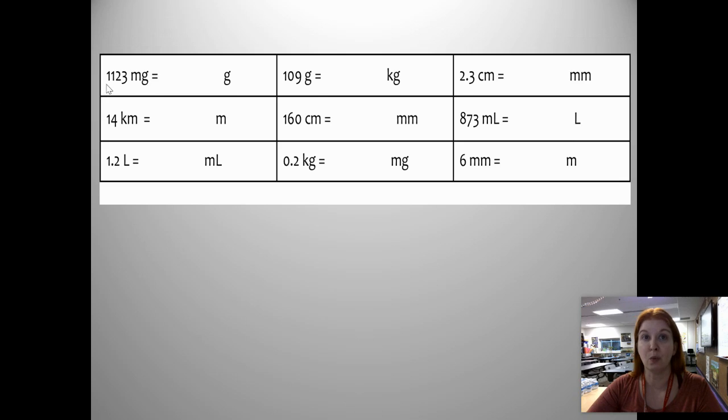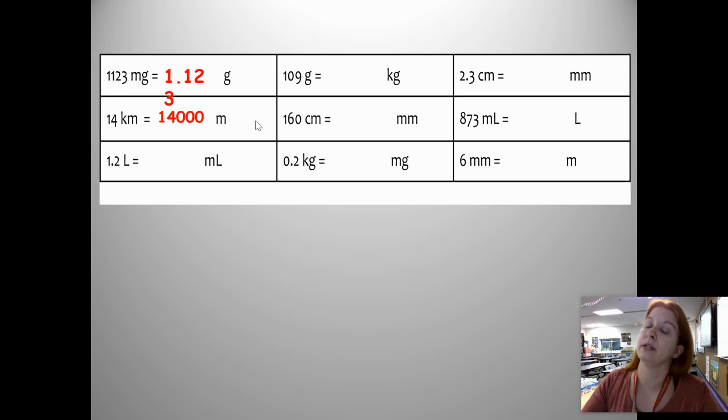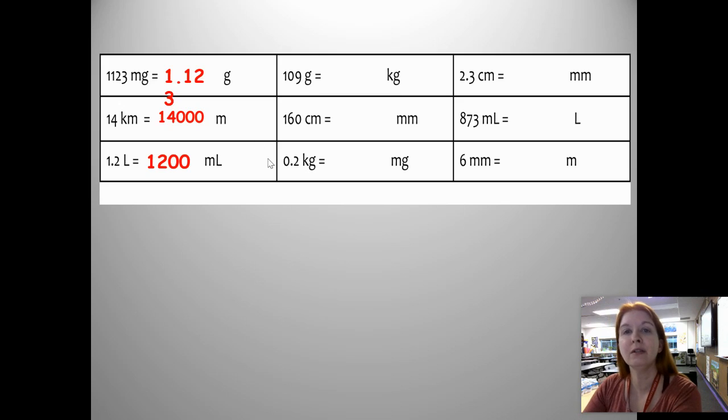All right, so 1,123 milligrams would be 1.123 grams. 109 grams would be, we're going this way. 14 kilometers is 14,000 meters. So if you want to say, whoa, I just ran 14 kilometers, or man, I just ran 14,000 meters, whichever one makes you sound more impressive. 1.2 liters is 1,200 milliliters.